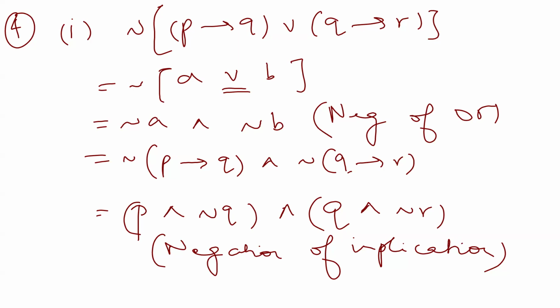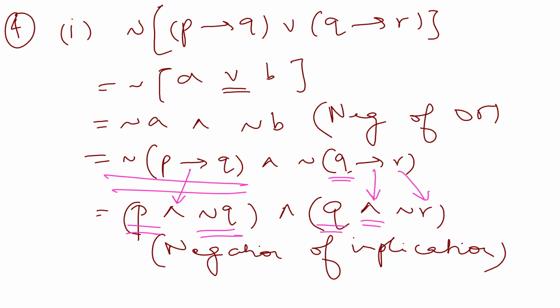Second sub question. ये देखो, negation of implication में first statement remains as it is. It is negation of the second statement. Implication becomes and. First statement as it is, negation of the second statement, implication becomes and. Okay.